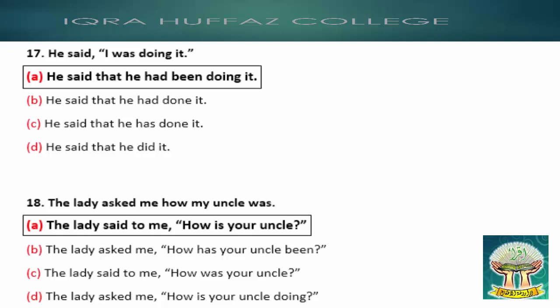Sentence number 18. The lady asked me how my uncle was. This is an indirect sentence given, and you have to choose the direct sentence out of these four options A, B, C and D. So the correct option is A. The lady said to me, how is your uncle? This is an interrogative sentence, but not a simple question, but a WH question starting with how. So we don't use if or whether when a WH word is given. We directly use the WH word in the indirect sentence. I hope you understand this.